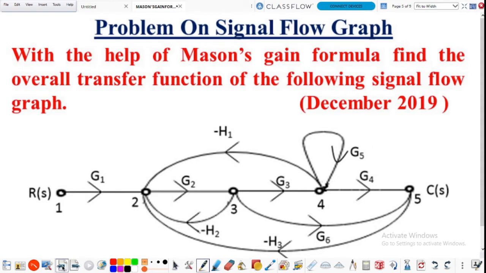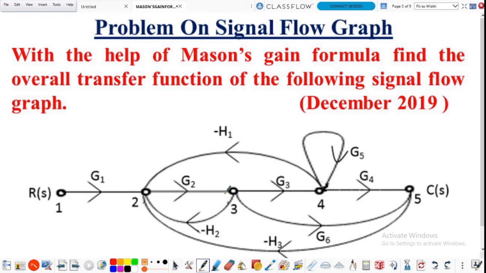Once again, the definition of an individual loop: it is a closed path starting from a node, passing through a certain part of the graph, and ending at the same node, that does not cross any node more than once. So that is the individual loop definition. Now, in this given signal flow graph, first identify the individual loops.